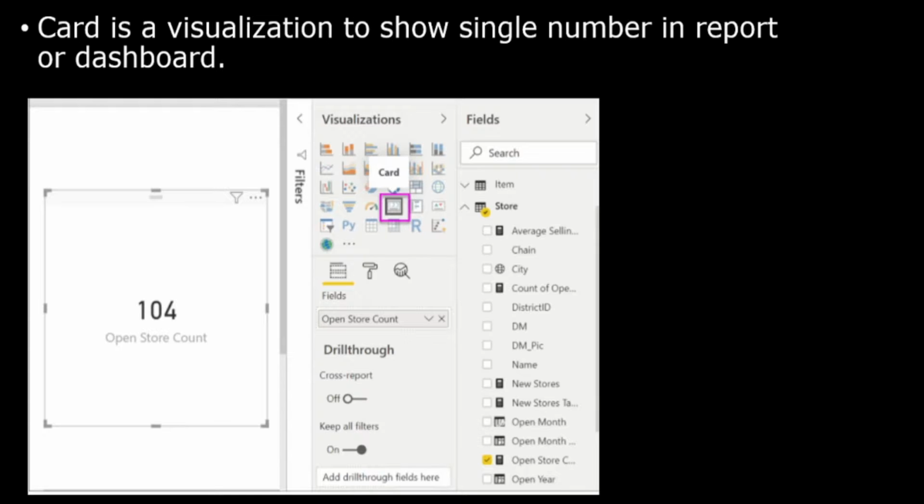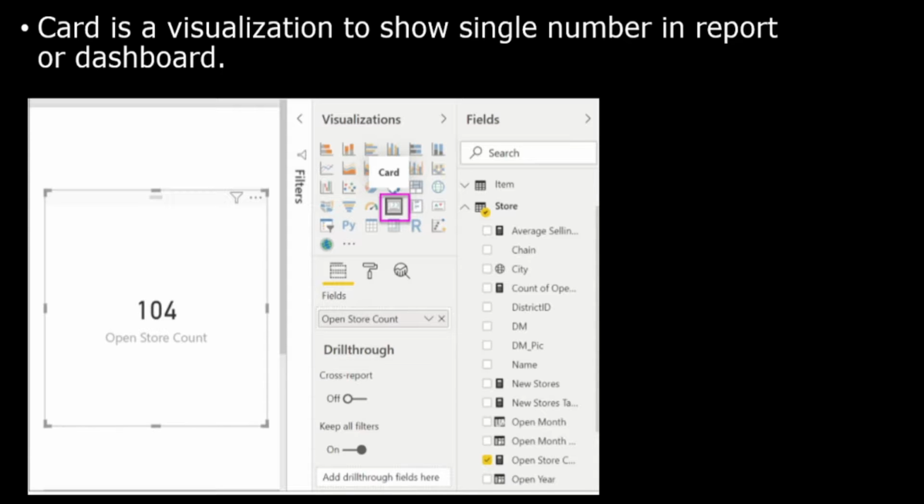As you can see here, it is a card, which is a square box in visualization, and it is showing the number 104, which is the open store count. So on the visualization pane, you have this square box, which is like a card. As soon as you click on the square box and you select your fields, like here it is selected Store, under Store it was selected Open Store. So the card has automatically given the number of open store count, which are 104 in this case.